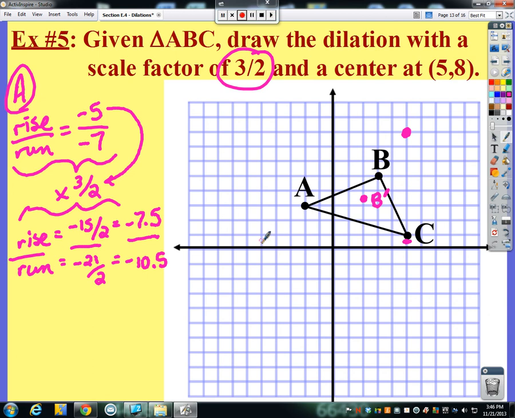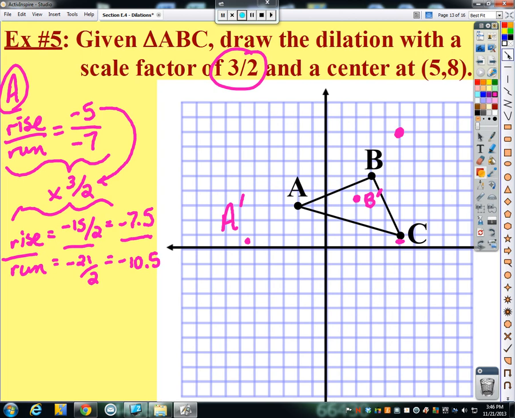So here's 10, and now I need to move over half a space. So technically, I'm right in the middle of that square right there. All right, so that is where A prime should be located. Now, again, if I line up A prime, A, and the center, they should all line up perfectly straight. Let's double check.